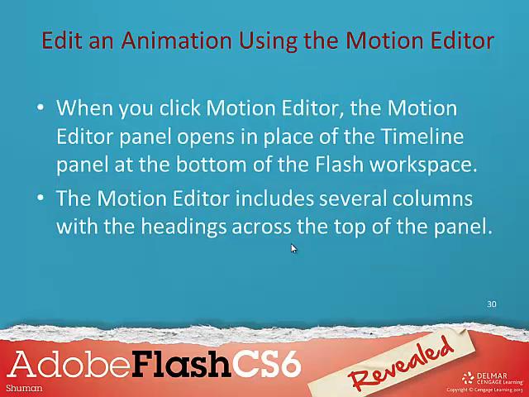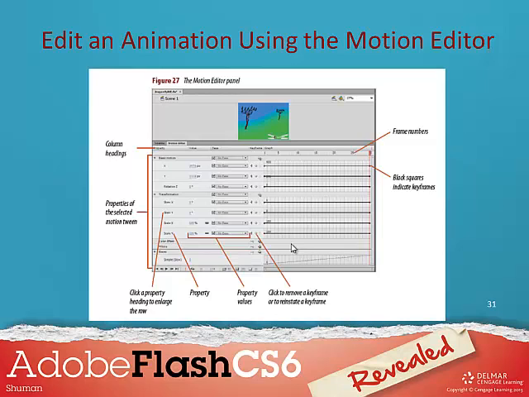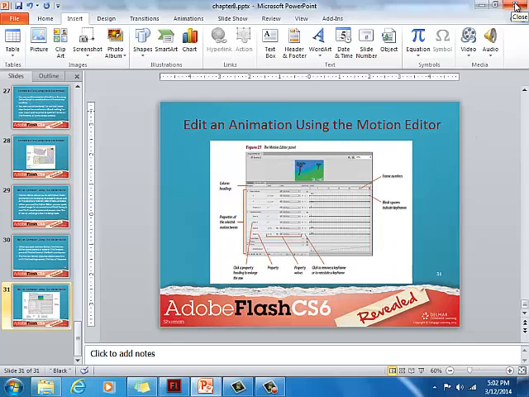When you click motion editor, the motion editor panel opens in place of the timeline at the bottom of the Flash window or workspace. The motion editor includes several columns with the headings across the top of the panel. This shows you an example of the motion editor with the column headings, properties of the selected motion tween. You can click a property heading to enlarge the row. It shows you properties, property values, and how to click to remove or reinstate a keyframe. You have black squares which indicate your keyframes, and then it shows your frame numbers. And that concludes the lecture for the chapter.